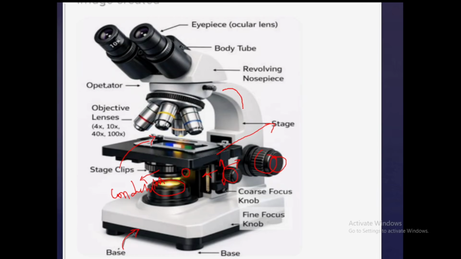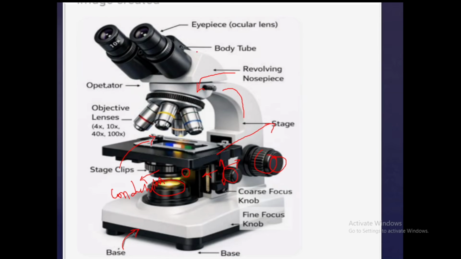And this is a C-shaped arm. It is present between the base and the body, and it holds the body to the base. Next, this is the revolving nosepiece. The revolving nosepiece holds the objective lenses.